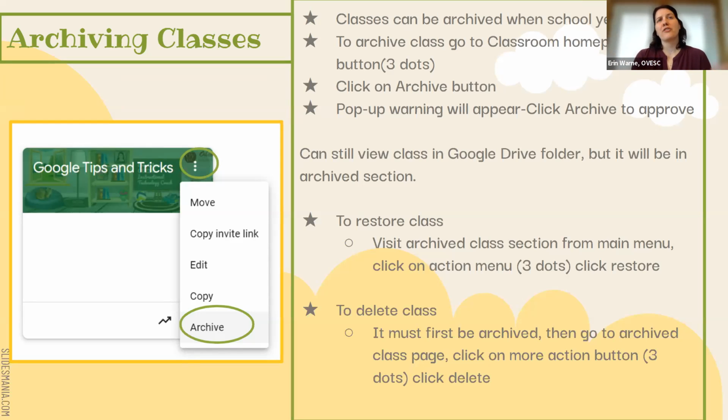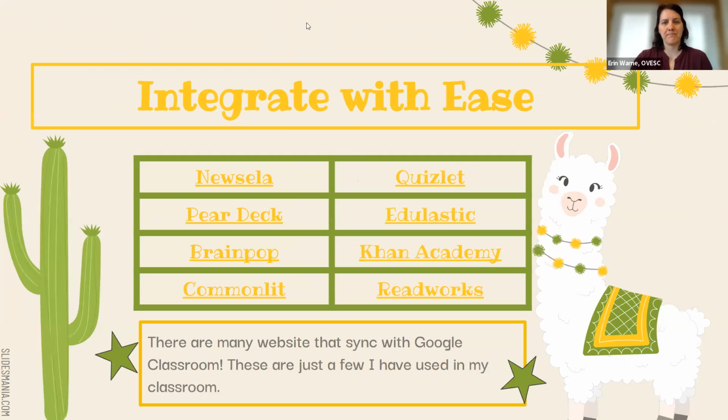If you know that you're never going to use this class again, like nope, never, you need to archive it first and then you can delete it. And then once you delete it, it's gone for good. You can't get it back. So maybe just archiving your classes might be something that you want to do. But again, if you know that you're really not going to use it, then deleting it is permanent.